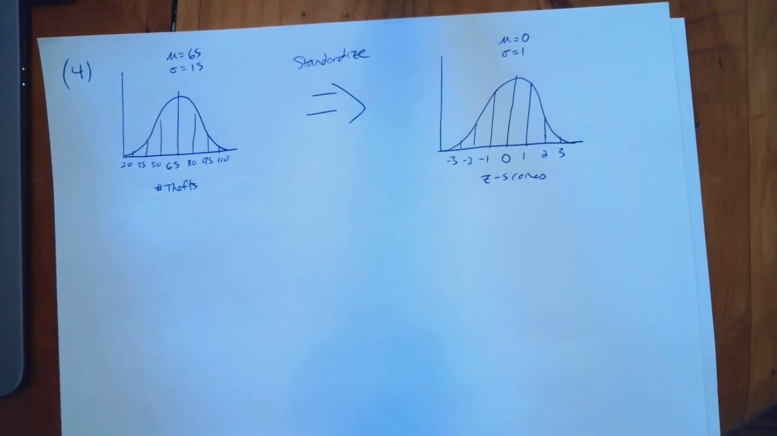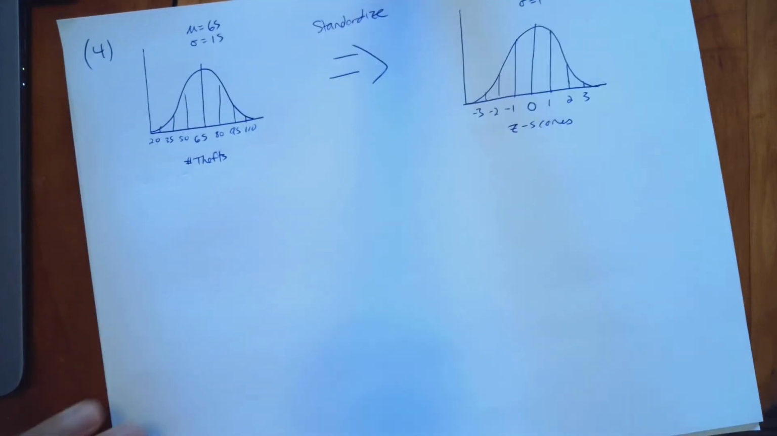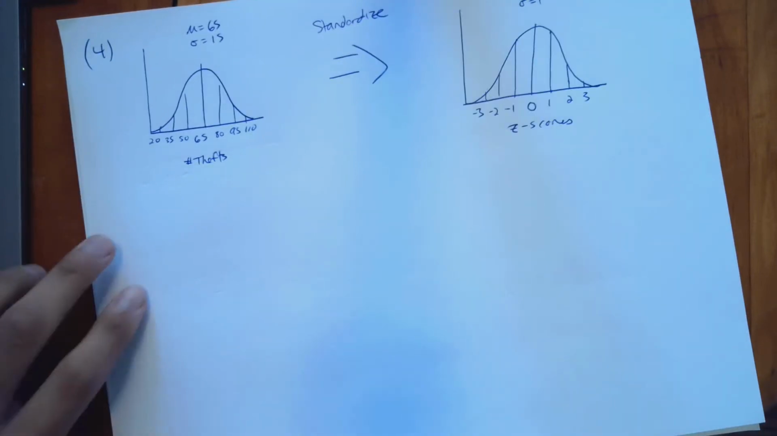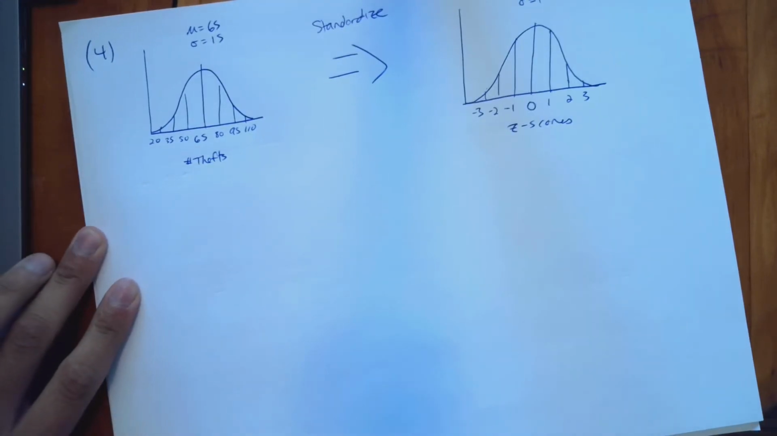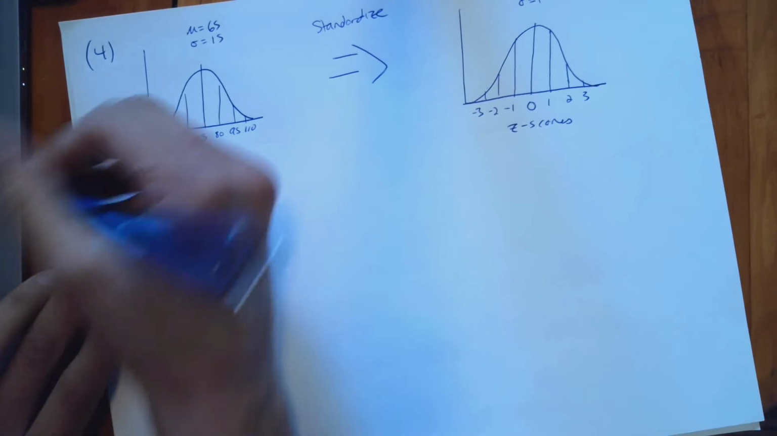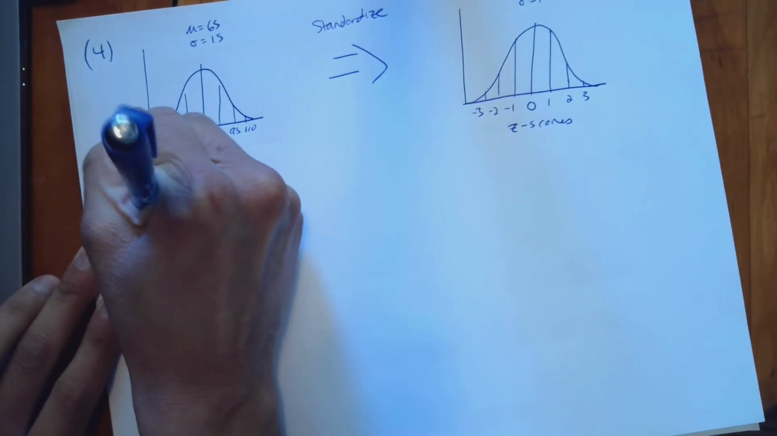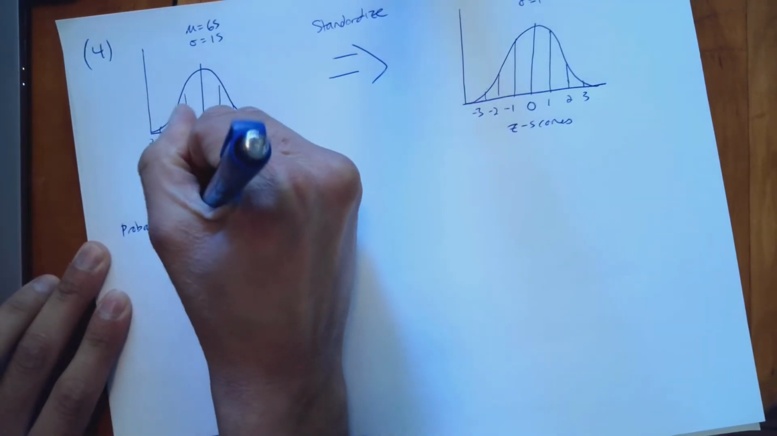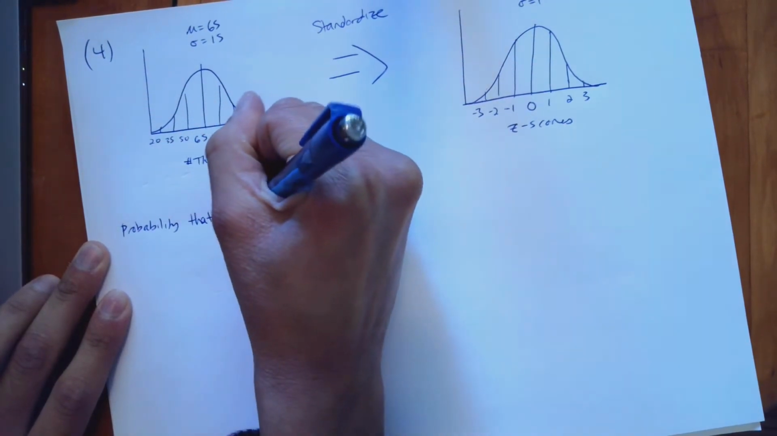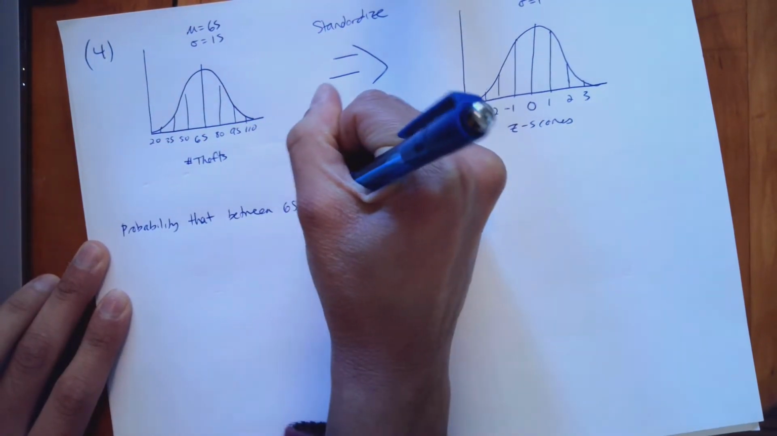All right, so how to use this to find a probability? So I'm going to use the example that I mentioned before. What's the probability that between 65 and 100 items will be stolen?